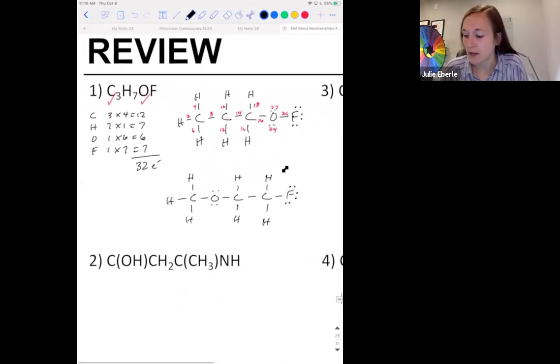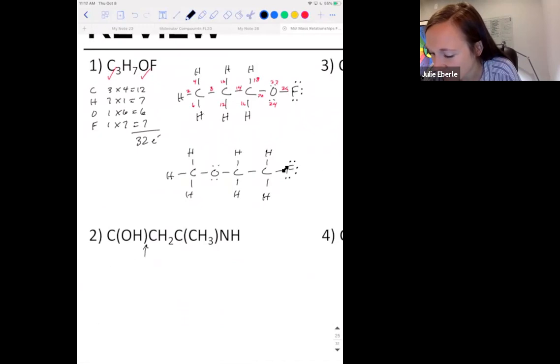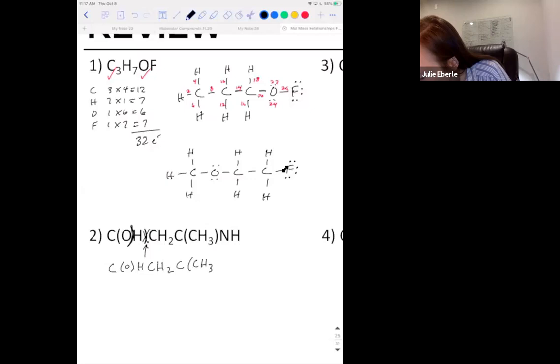Feel good? Okay. Number 2, there's a typo. I caught this last night, so let me take care of our typo. Instead of having the parentheses right here, I'm going to move our parentheses just to around oxygen. So pretend there is no parentheses right there. So it should be C(O)H, CH2, C, CH3, and then NH. I think that should be correct.